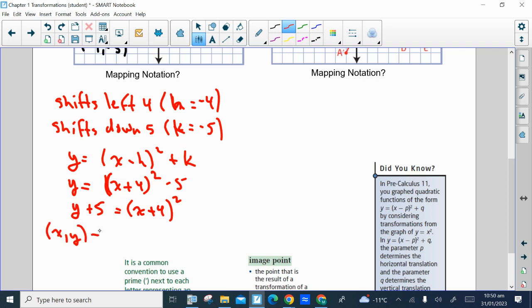Our mapping notation: because it went 4 to the left, we subtracted 4 from all the x values, and because it went 5 down, we subtract 5 from all the y values. So there's the mapping notation.